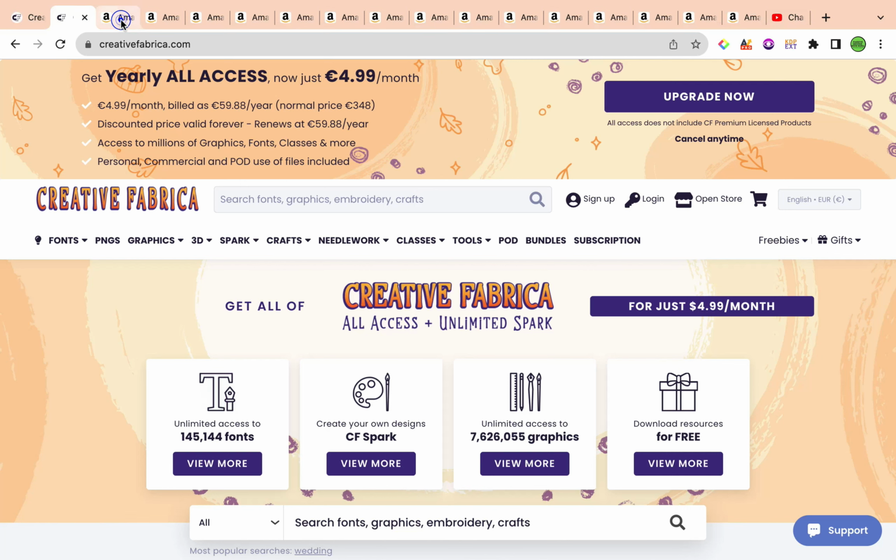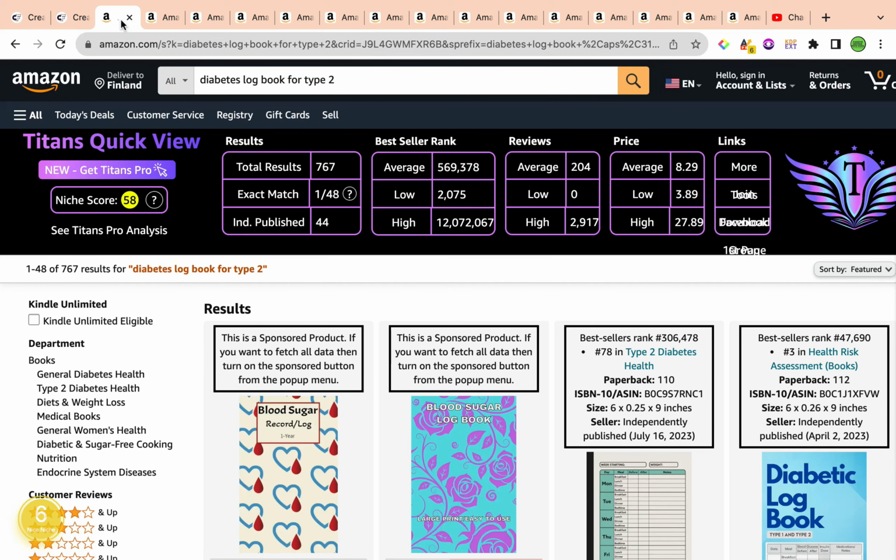And the first keyword for the day is diabetes logbook for type 2. Diabetes logbook for type 2 has a strong keyword niche score of 58 by the Self-Publishing Titans Chrome extension. Also, it has a keyword niche score of number 6 by the Amazon Scout Pro Chrome extension, categorizing this keyword as a nice niche. Coming to the total results, they're sitting under 1,000, and their total results are 767.